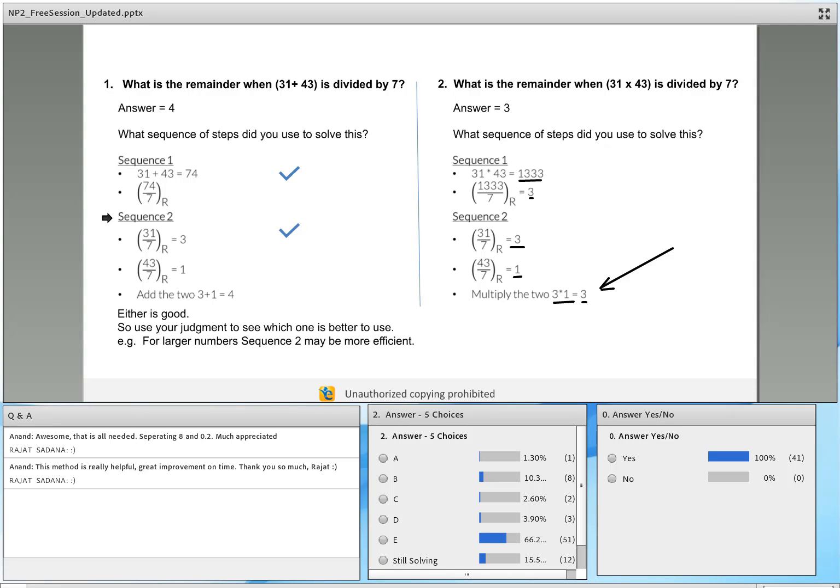If the product of the remainders is greater than 7, then you actually divide that product by 7, and then you get whatever that remainder is. Good question, Avika. So if the individual remainders over here were, let's say, 6 and 3, you would get 6 times 3 as 18, and you'd do 18 by 7, and the remainder would be 4.